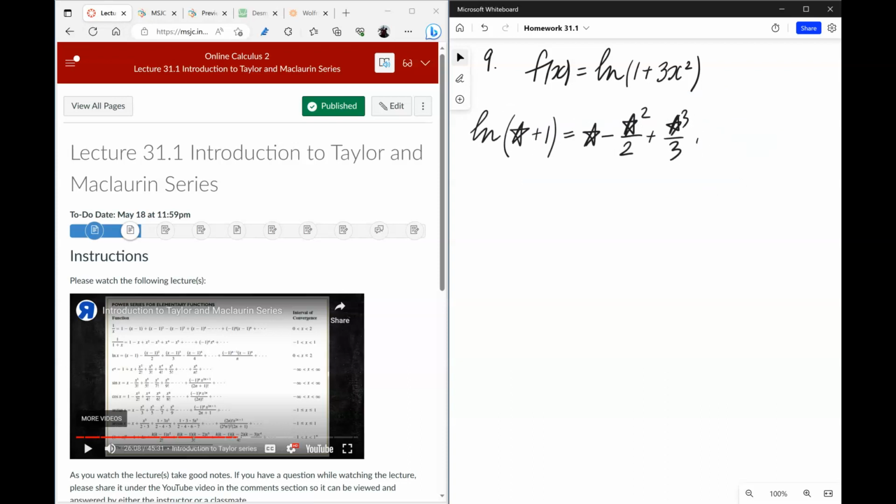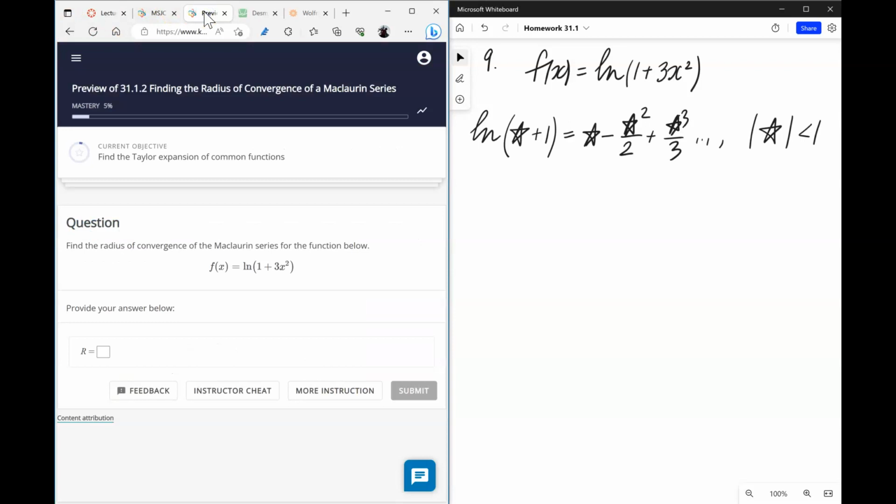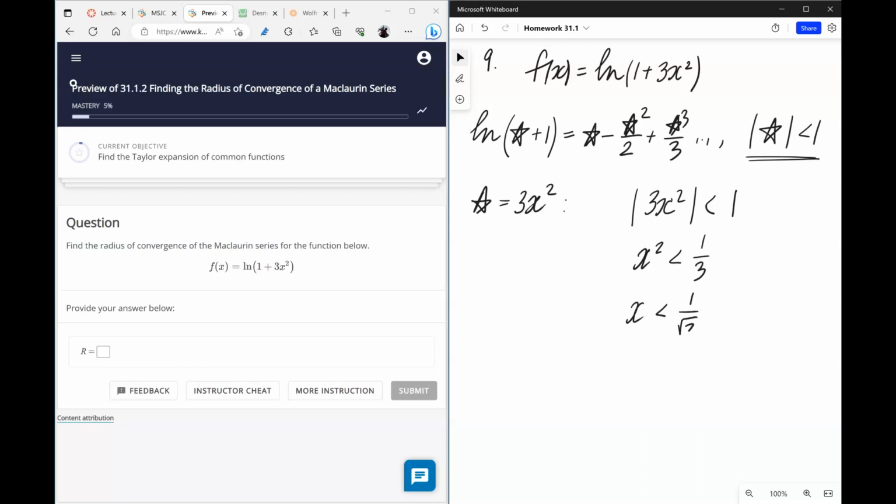But what's most important here is that all that is only the case when that something is between -1 and 1. This is the main message here. This is where we're going to get our interval of convergence. So in our case, that something is 3x squared. So setting the absolute value of 3x squared to be less than 1 will result in this inequality that can be solved like this.